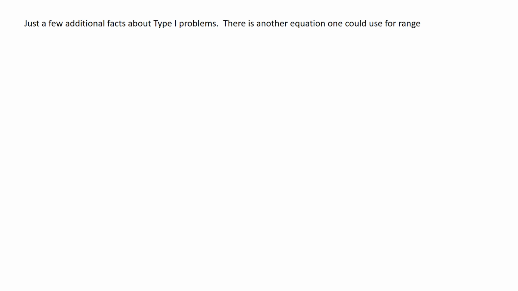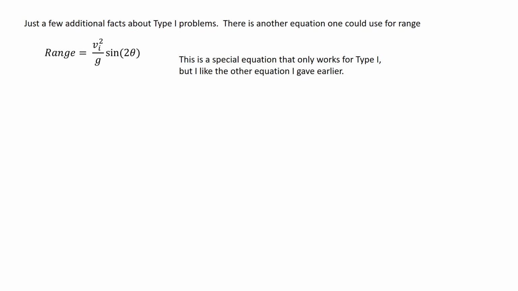Just a couple of additional facts about type 1. Here's another equation you could use for range. It's a little bit different: Vi squared over g times the sine of 2 theta. Look at that. You have to take your angle, multiply it by 2, and then calculate everything appropriately. It's a special equation. It works for only type 1 problems. I like the other equations I've given you earlier. They just make a little bit more sense to me.